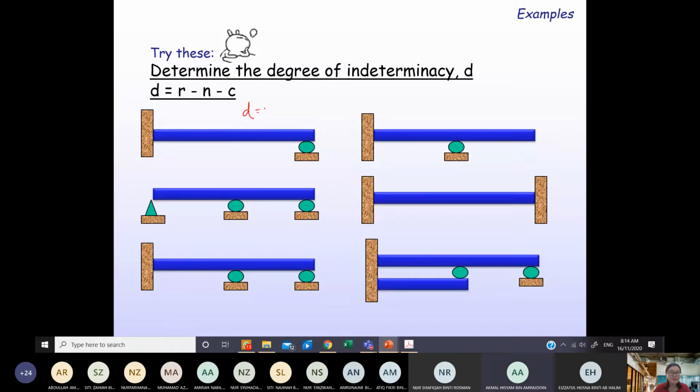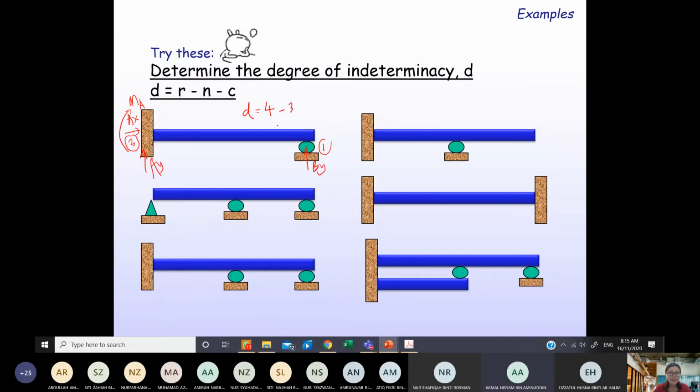3. Yeah, reaction is 4. There are 3 at the base, 1 at the roller. The moment is included also, of course, because this is a fixed support we have. Maybe I just make sure everyone knows. Let's say this is A. There will be AY, AX, and MA. Let's say this is at B, so this is BY. So how many N in this case?